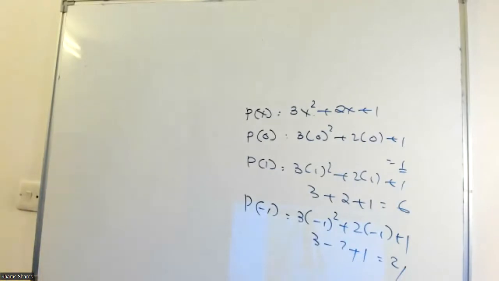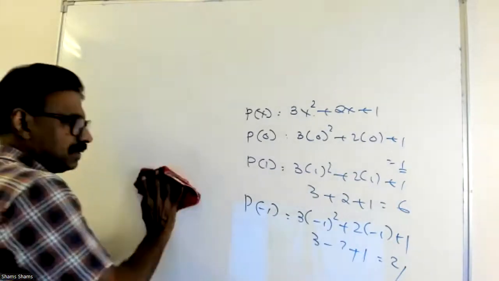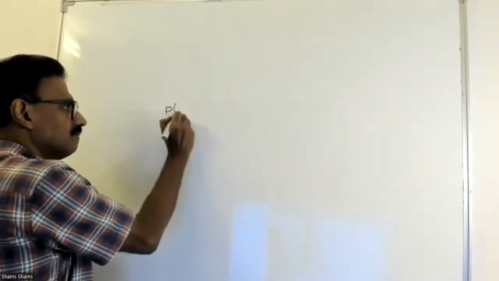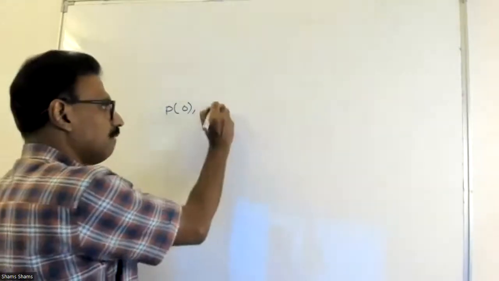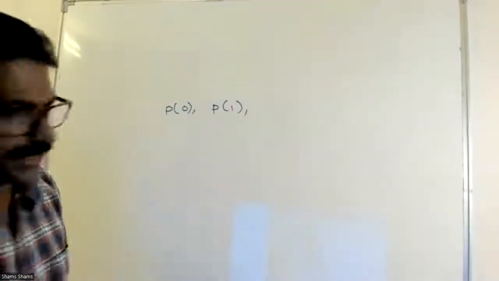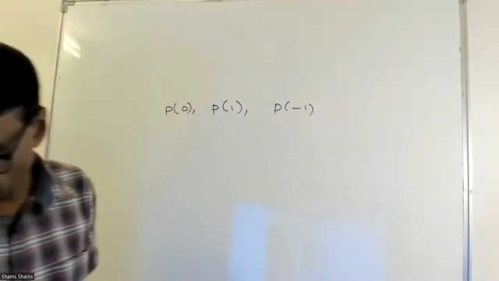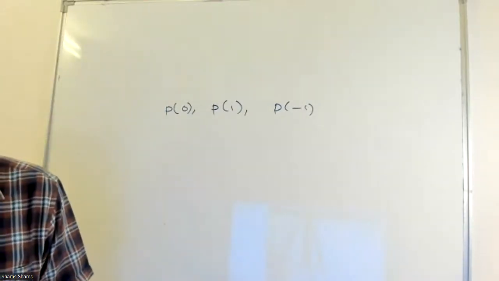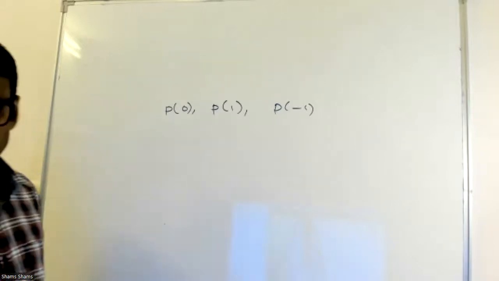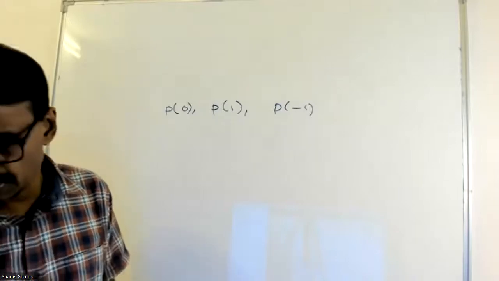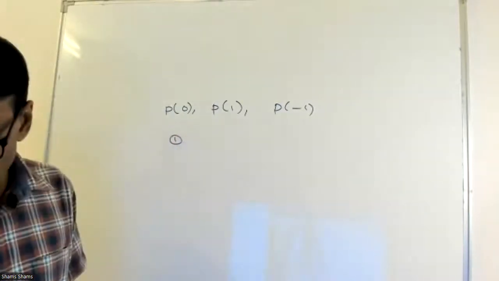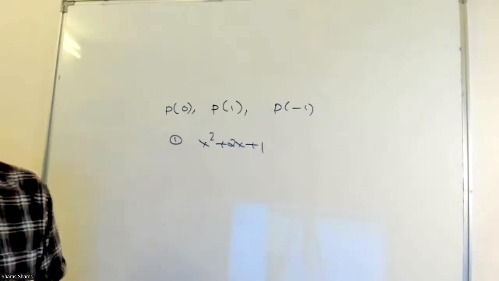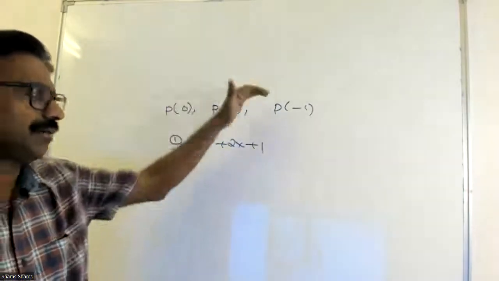Find P of 0, P of 1, P of minus 1, for each of the following polynomials. The first one I'll give you: x squared plus 2x plus 1. So you have to find out P of 0, P of 1, P of minus 1. Do it now.